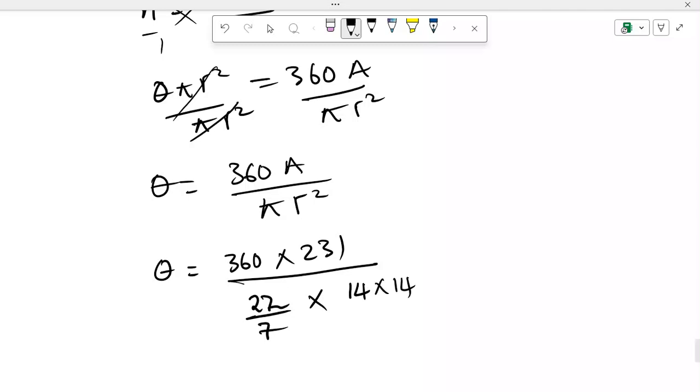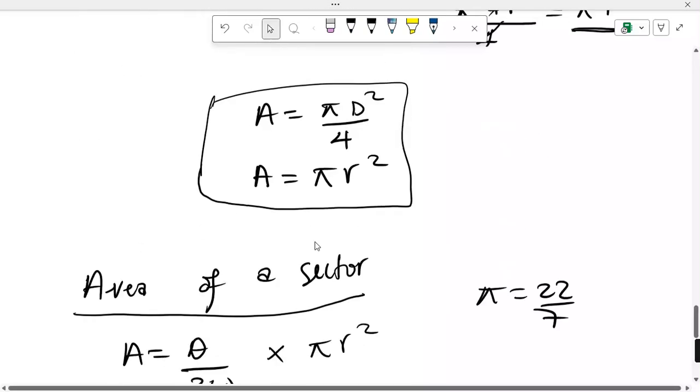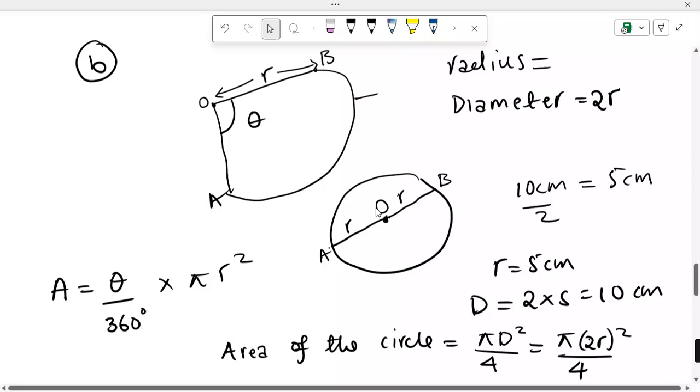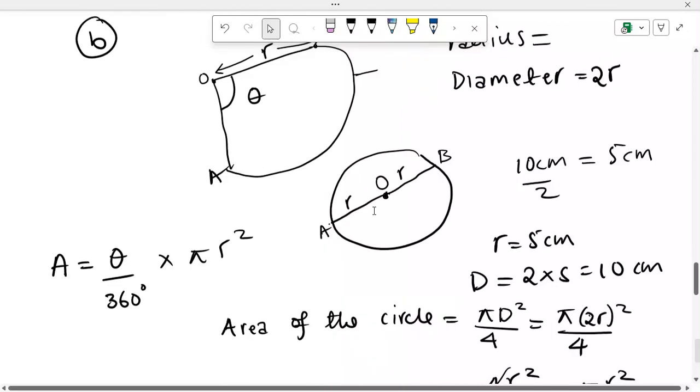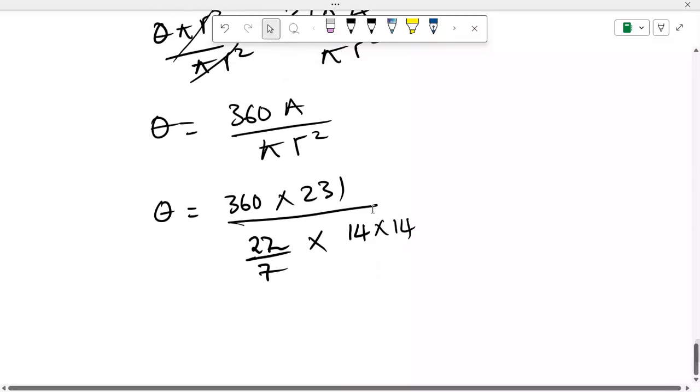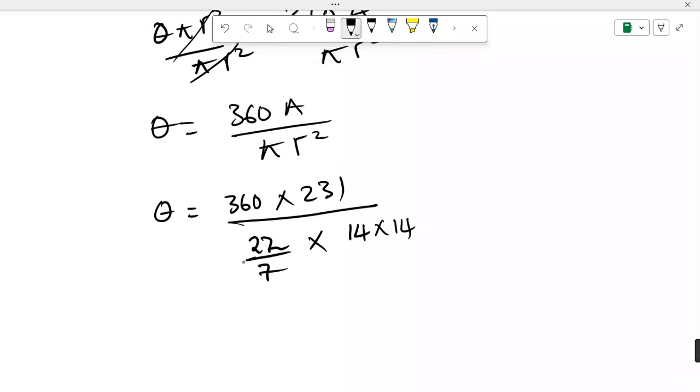So radius is 14. Is it radius or diameter? Let me read it again. Okay, radius 14. Here we can divide 7 into 7. R squared is 14 times 14. So 7 into 7, 1. 7 into 14, we have 2 here.